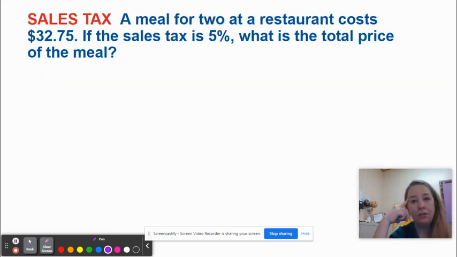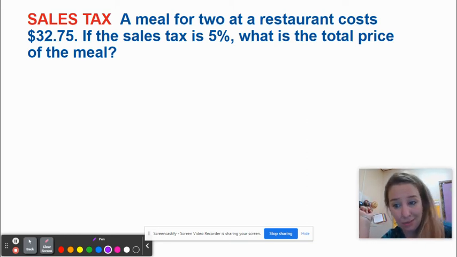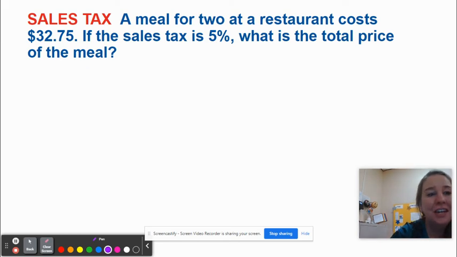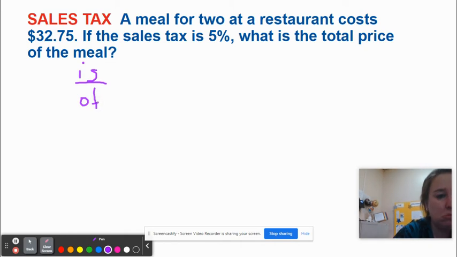Okay, a meal for two at a restaurant costs $32.75. If the sales tax is 5%, what's the total price of the meal? There's a lot of ways to do this kind of problem, and I'm going to show you. We could use that formula, but it gets very ugly very quickly. So what I'm going to do first is say percent over 100 equals is over of.